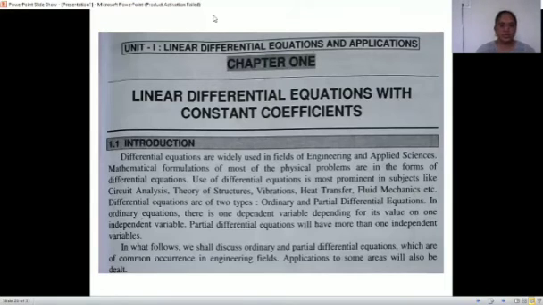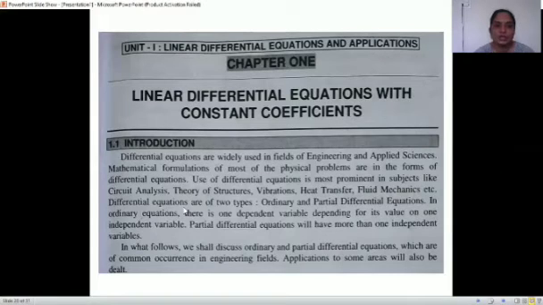Okay, this is our actual syllabus, starts here. The unit 1, the name of this unit is linear differential equations and applications. In that, the application part we will take later. The first thing is linear differential equation with constant coefficients.